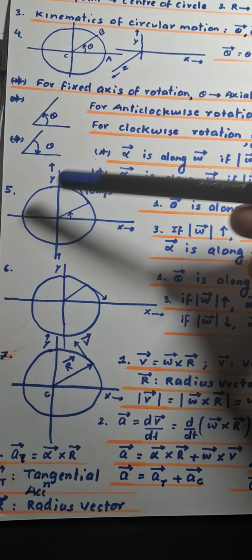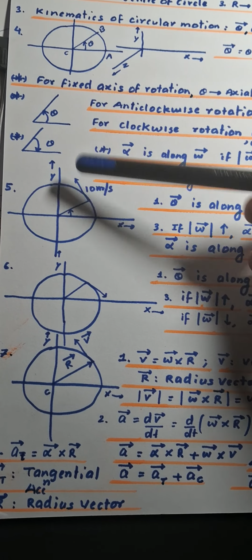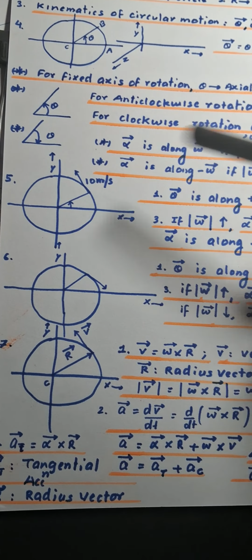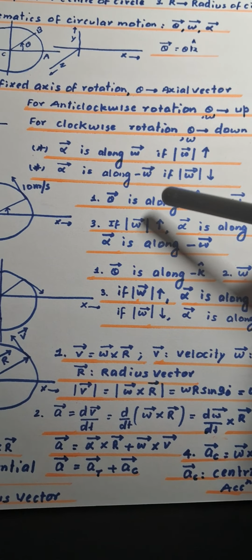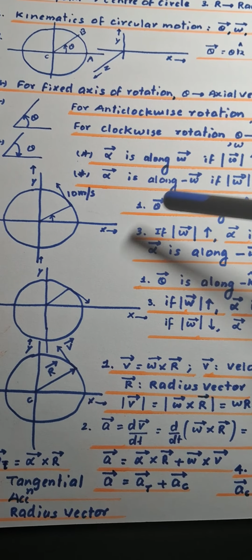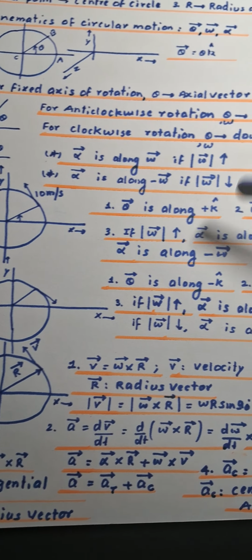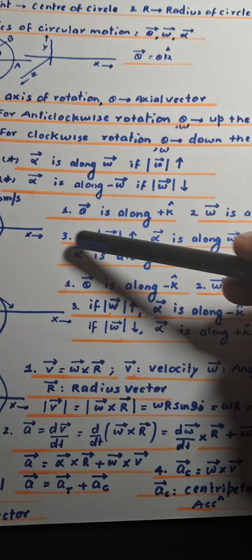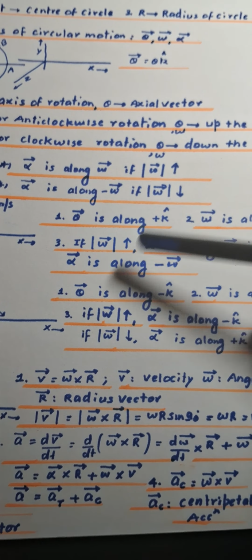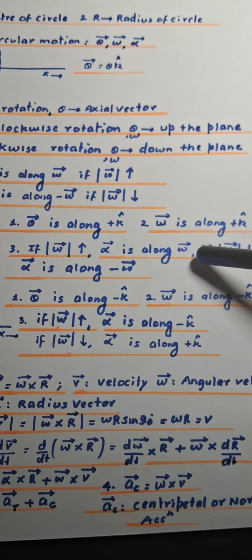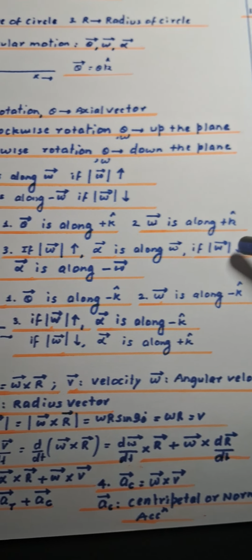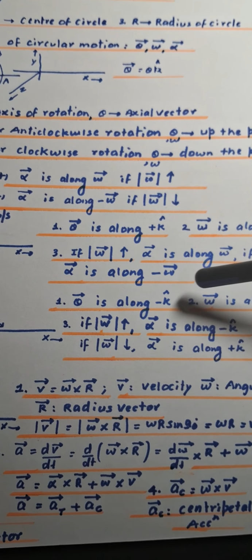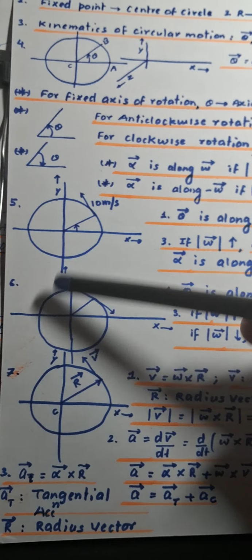Now take the case when a particle is moving in the xy plane, and it's moving in anti-clockwise sense with a speed of 10 meter per second. Now here in this question, angular displacement will be along k cap, angular velocity will also be along k cap, and if its magnitude increases then alpha is along vector omega, but if its magnitude decreases then alpha is along minus vector omega. Now reverse the case.